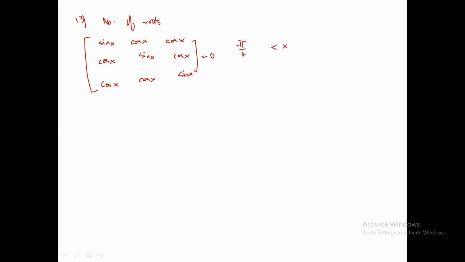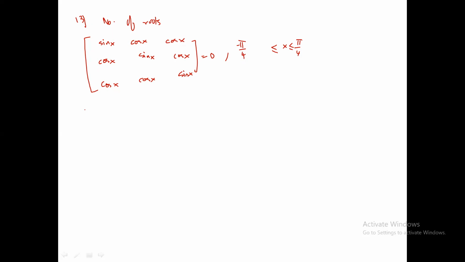Next is question number 13. You have to find number of roots. You are given a matrix sin x, cos x, cos x, cos x, sin x, cos x, cos x, cos x, sin x equal to 0. And the interval for x you have to take minus pi by 4 to pi by 4.